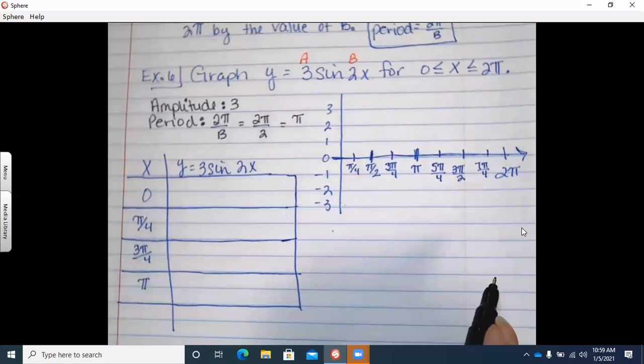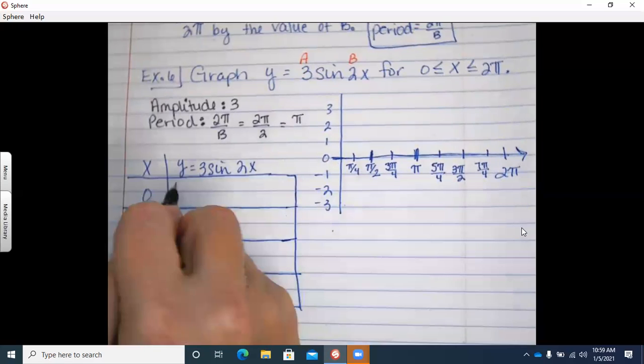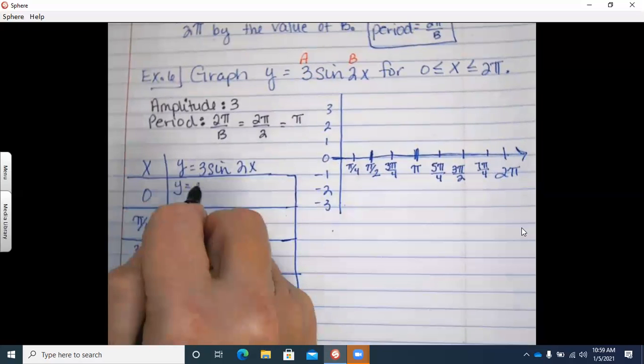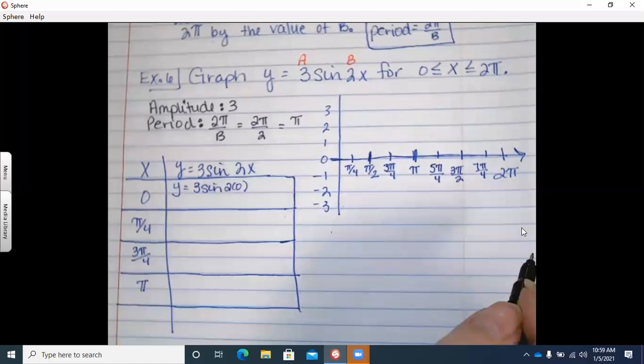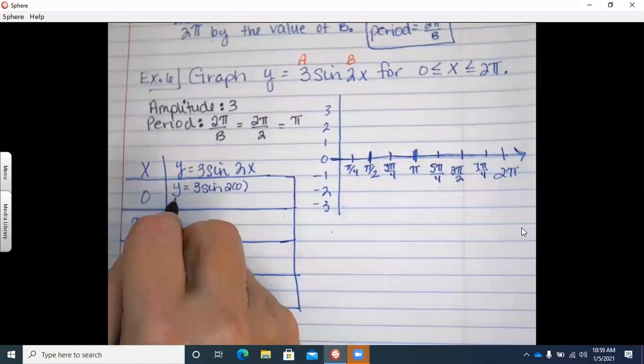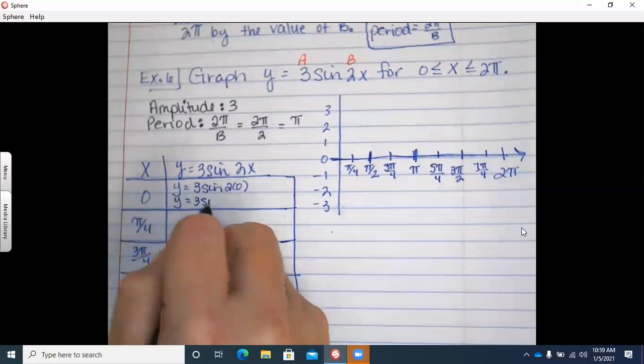All right, so let's start at 0. Y equals 3 times the sine of 2 times 0. So you're like, okay, well, that's different. What part do we do first? You do the 2 times 0 first, right? Because are you going to see 2 times 0 somewhere on your unit circle? No. Are you going to find the sine of 0 on your circle? Yes. So the order of operations, you would do the 2 times 0, the 2x first.